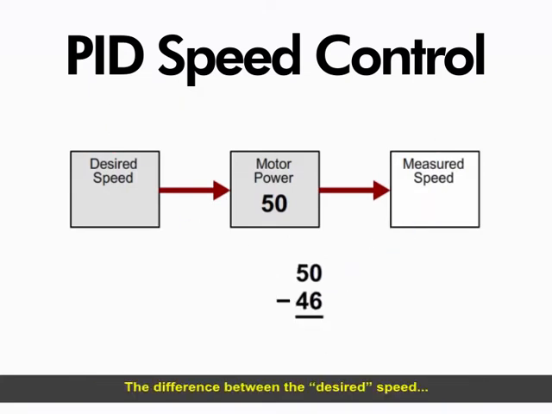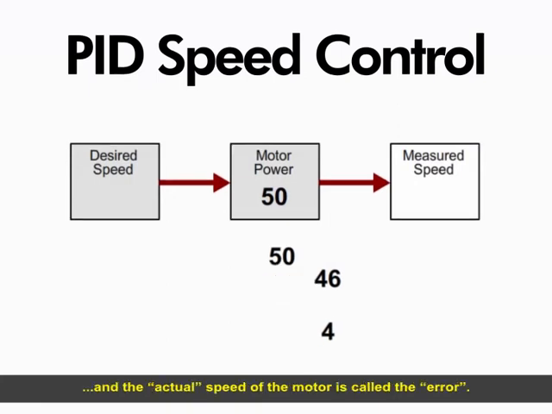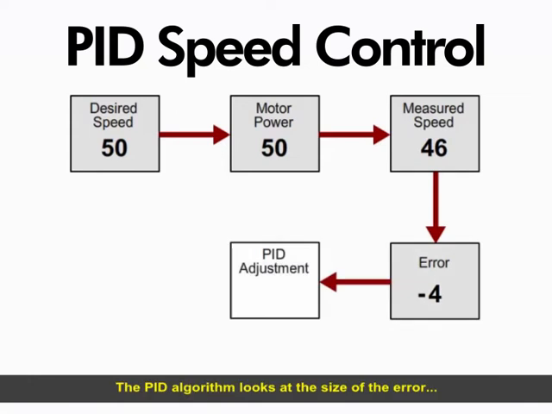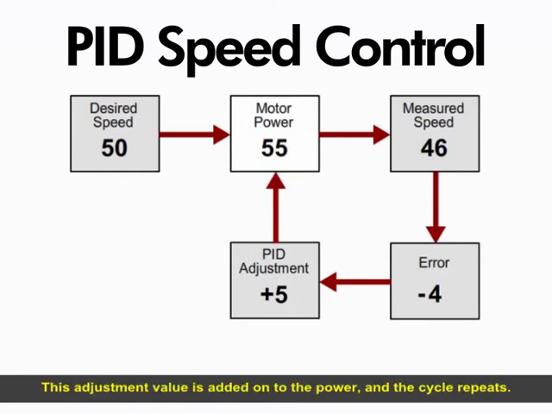The difference between the desired speed and the actual speed of the motor is called the error. This is the difference in speeds the robot needs to adjust for. By looking at the error, the robot has some idea of what kind of adjustment it needs to make to the power in order to get the speeds to match. The PID algorithm looks at the size of the error, as well as how the error is changing over time, and calculates an adjustment to make to the base motor power. This adjustment value is added onto the power, and the cycle repeats.